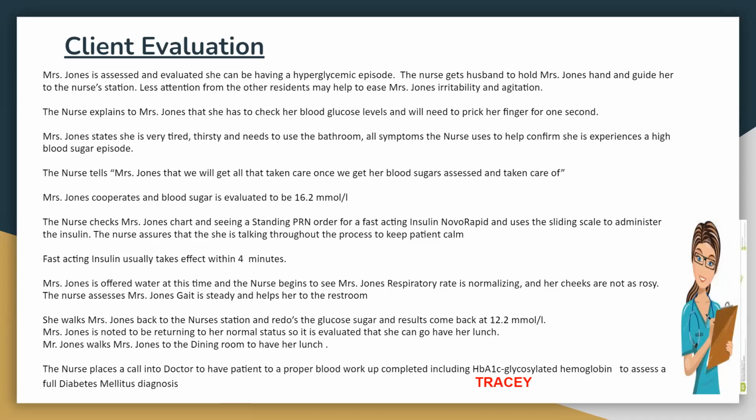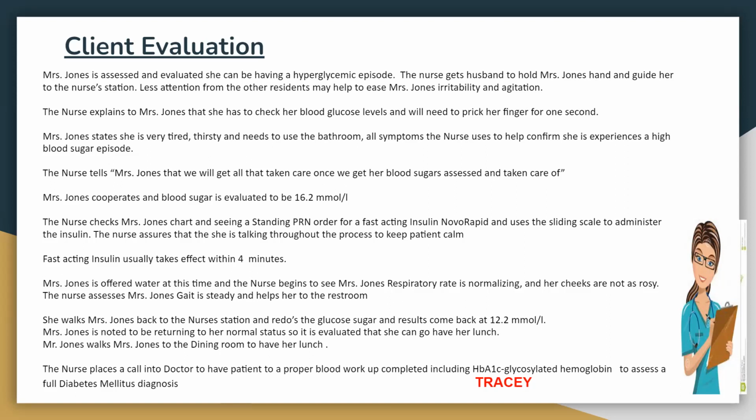The nurse checks Mrs. Jones' chart and, seeing a standing PRN order for fast-acting insulin, Nova Rapid, uses the sliding scale to administer the insulin. The nurse assures that she is talking to her throughout the process to keep the patient calm. Fast-acting insulin usually takes effect within 4 minutes.